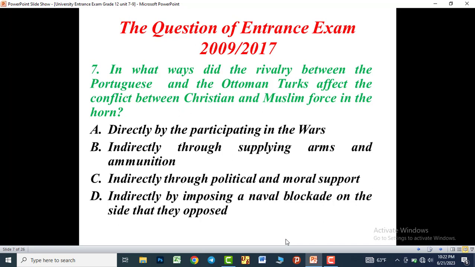Okay, as the explanation goes, you know there were two superpowers in the world during the 16th century. In the Red Sea area, they were the Ottoman Turks and Portugal. They were competing with each other to control the Indian Ocean and Red Sea area.